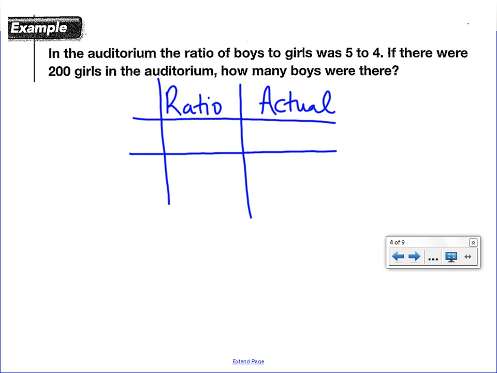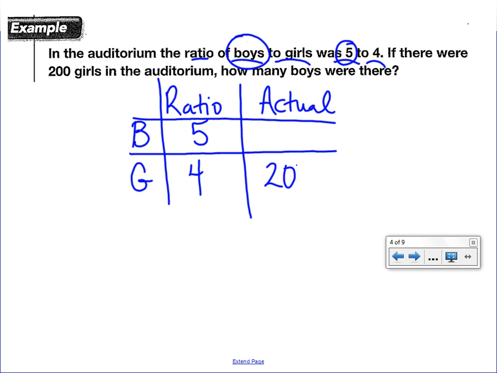Okay. Then I'm talking about boys and girls. So it says the ratio of boys to girls was 5 to 4. Boys is said first, so the number said first has to go with boys. And it says ratio. So the ratio for boys is 5. The ratio number for girls then has to be 4. The next sentence says, if there were 200 girls in the auditorium, how many boys were there? So 200 is the actual number of girls. So I put 200 under the actual with girls. Now I'm looking for how many boys there were.